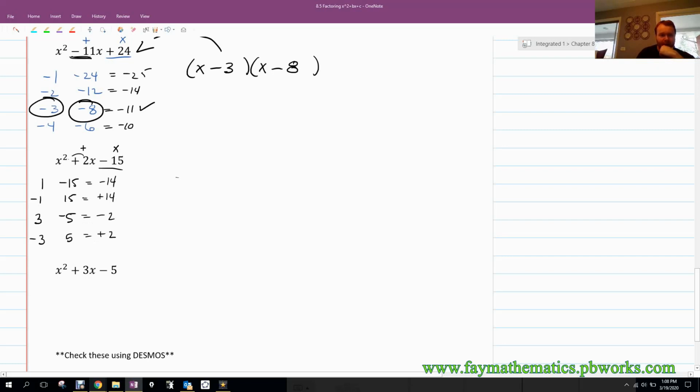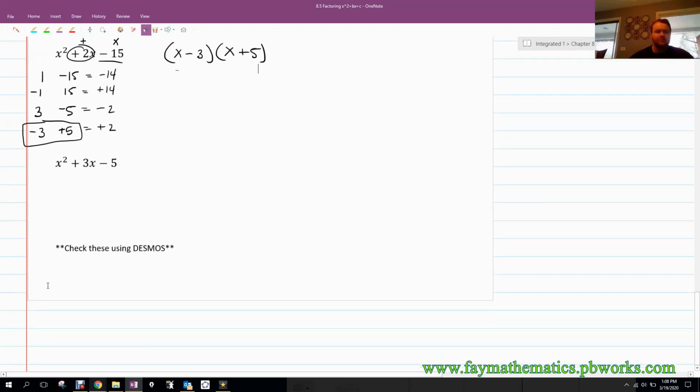There's the one I want. I wanted the positive 2 right there. So these are my two factors. So writing my parentheses, it'd be x and then the minus 3. It would be x. Remember, this is a positive 5 there. So it'll be plus 5.